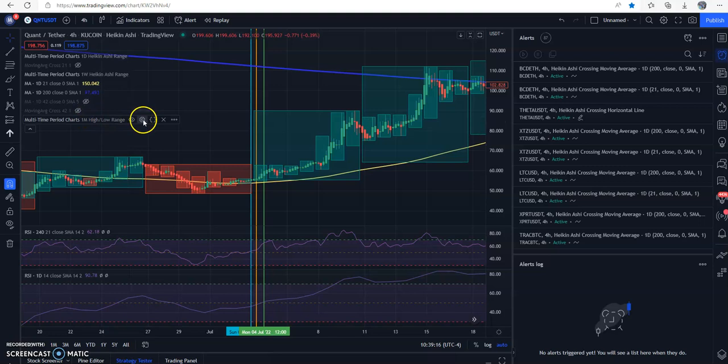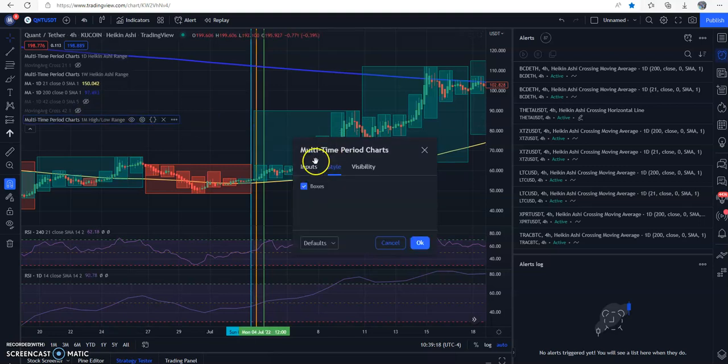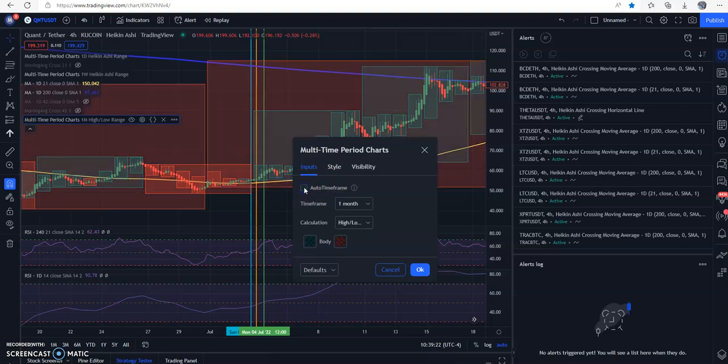You're going to go to settings, the little gear, then go to inputs, and take off the auto time frame, because the auto time frame means whatever chart you're on. Then you go to time frame, and you can put whatever you want on that one chart. You can go down here to daily, weekly, 4-hour, 3-hour. So basically that's how you set that up: you go to indicators, pick it, then come to inputs and set it up.